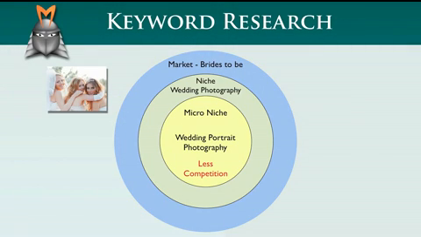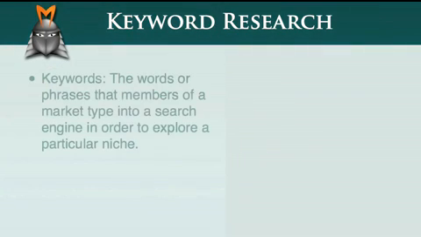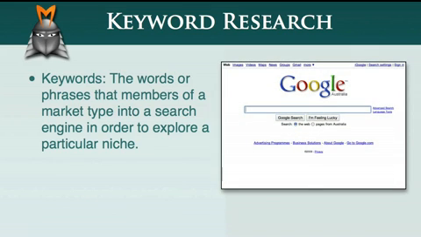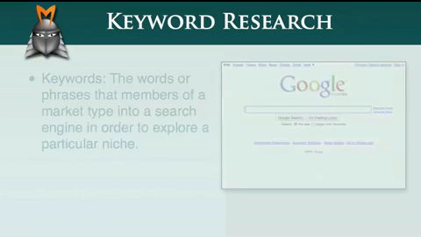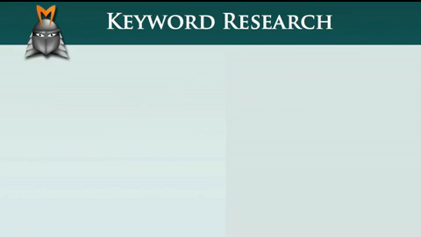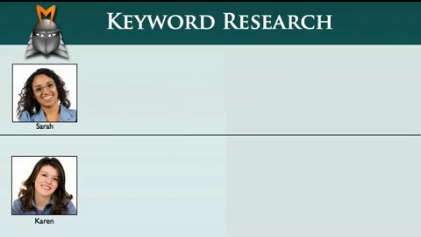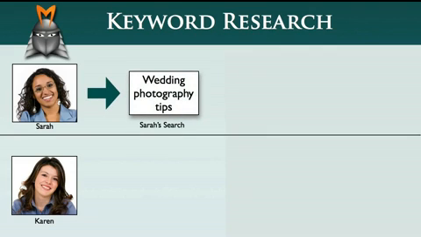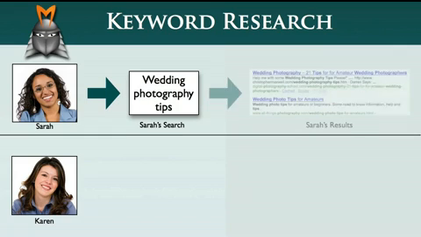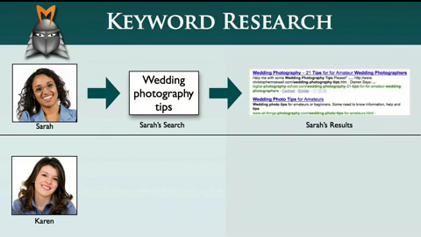Now let's take a look at keywords and how they relate to market niches. Keywords are the words or phrases that members of a market type into a search engine in order to explore a particular niche. For example, Sarah and Karen are both members of the brides-to-be market. When Sarah sits down at her computer to explore the wedding photography niche, she enters the keyword phrase wedding photography tips. Google then returns a list of sites that contain tips for getting great wedding photos.